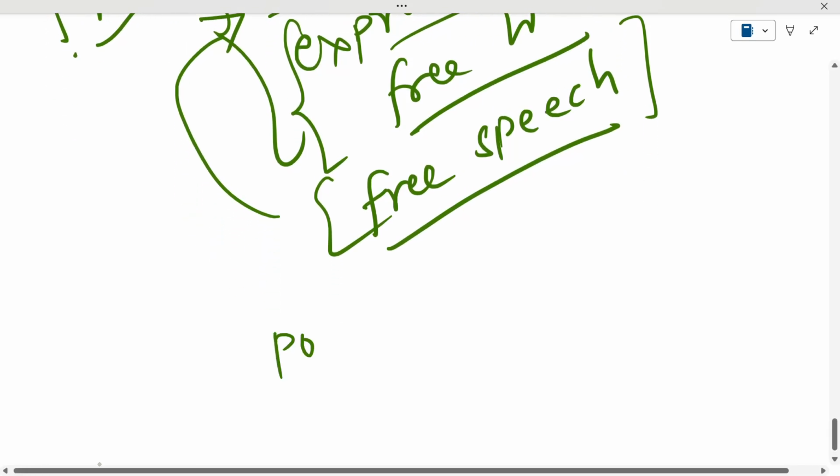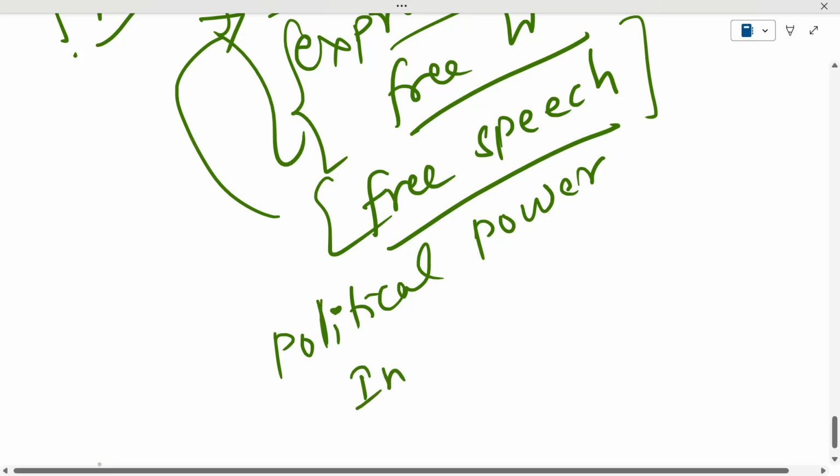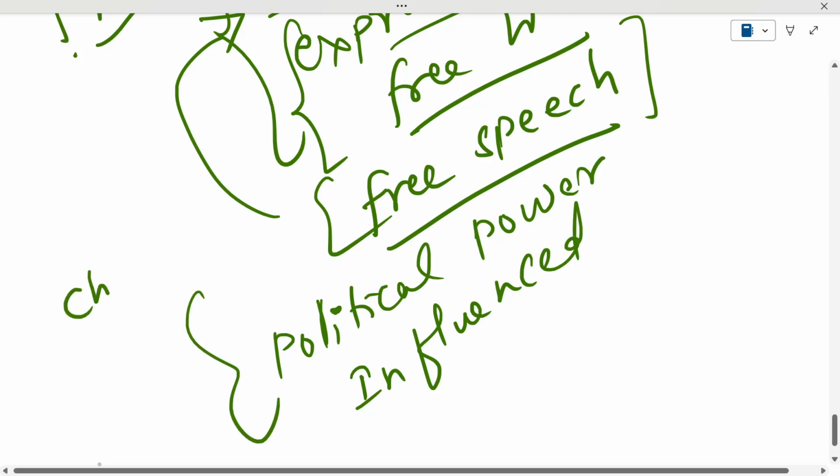Political power has a corrupting influence, and those in power, the political leaders, can get corrupted easily, or can get influenced easily, unless they are checked, that is, unless they are controlled or kept in control.